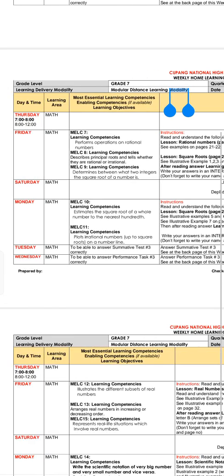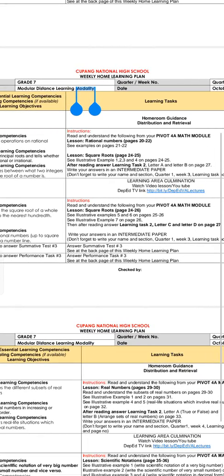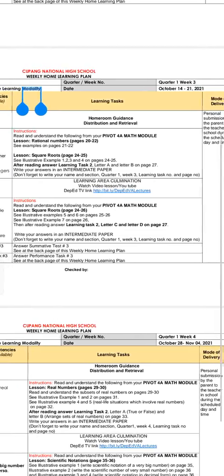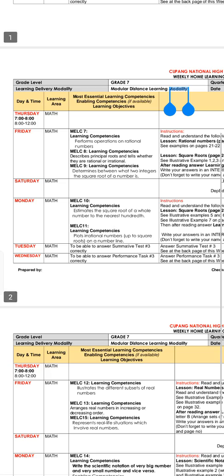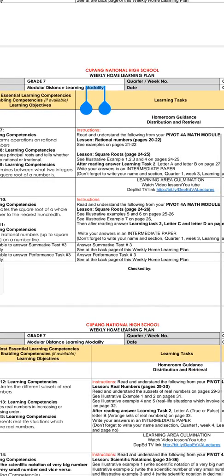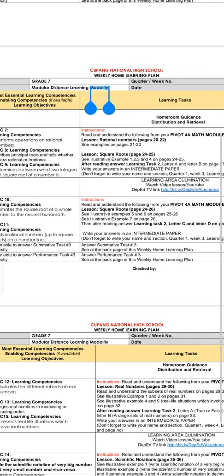MELC 11. Write your answer on the intermediate paper. Don't forget to write your name, section, quarter 1, and week 3, learning task, and page number. Tuesday, you're going to answer your summative test number 3 on one whole sheet of paper. Wednesday, you're going to answer your performance task number 3 on a short bond paper.